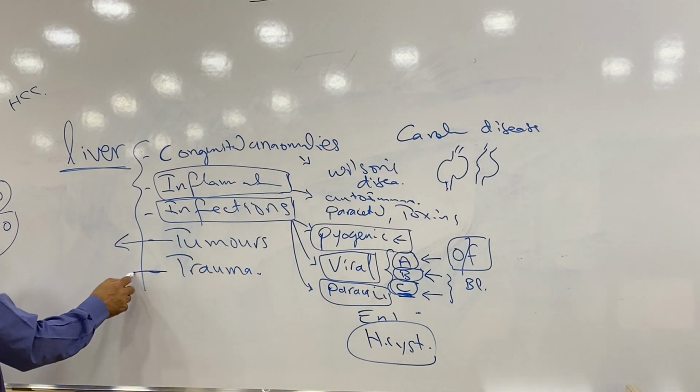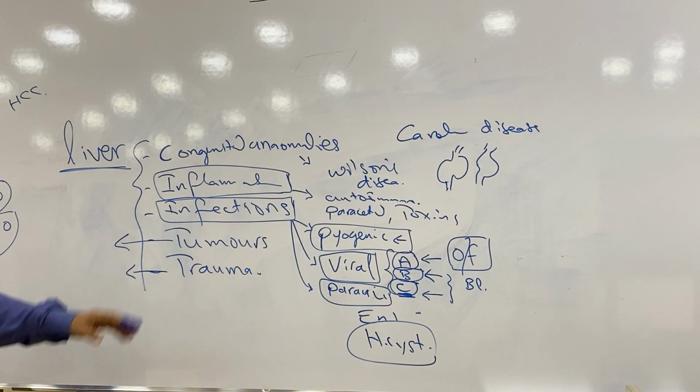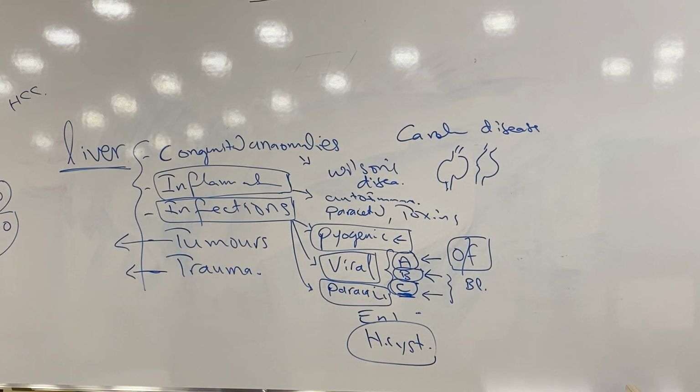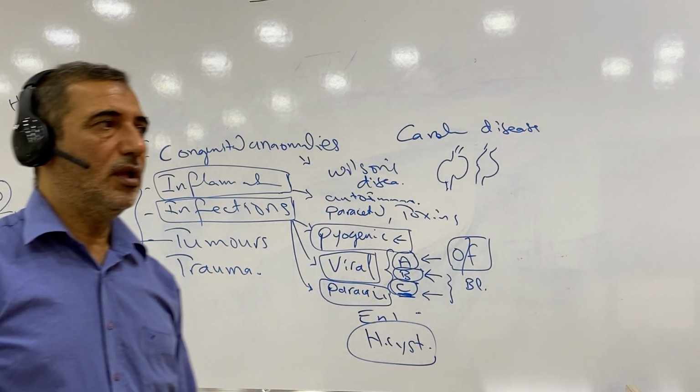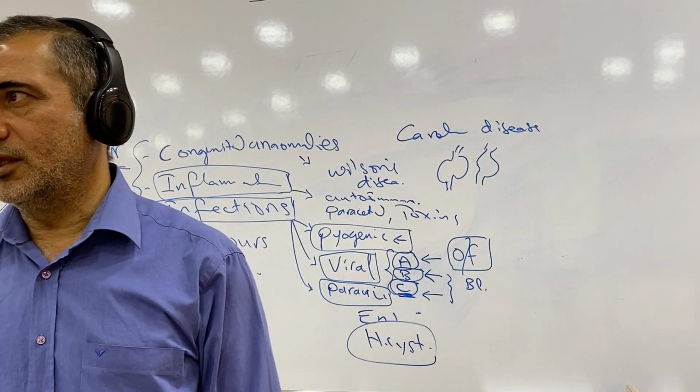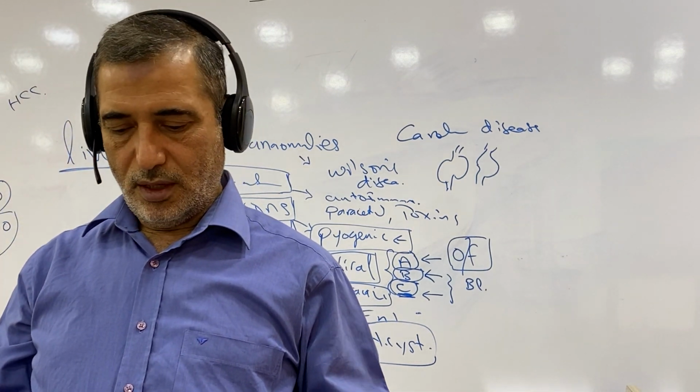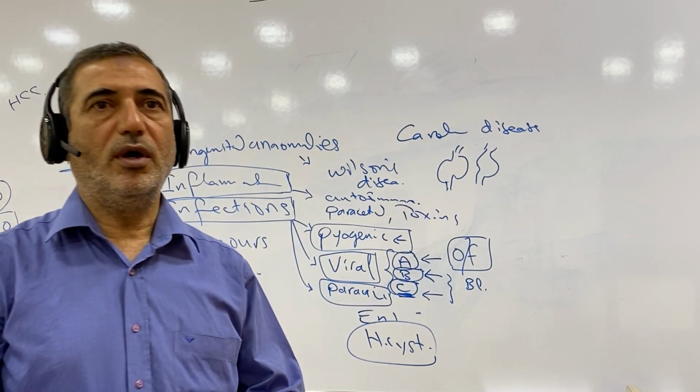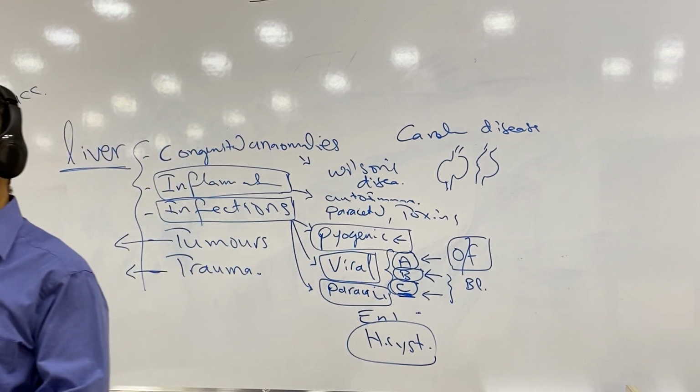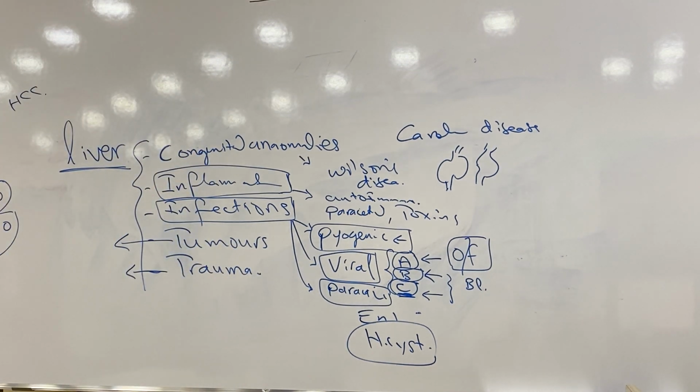Trauma. Liver is liable to be traumatized in RTA, in missile injuries, and very commonly we found in RTA patients, road traffic accident, حوادث السير. Very commonly you find parenchymal damage in the liver from trauma.